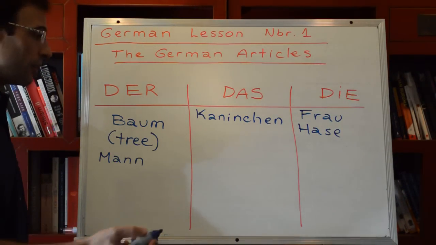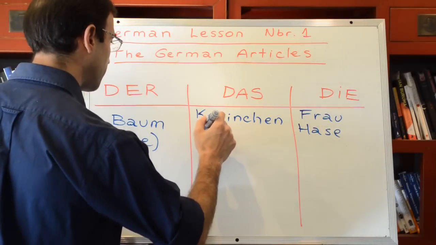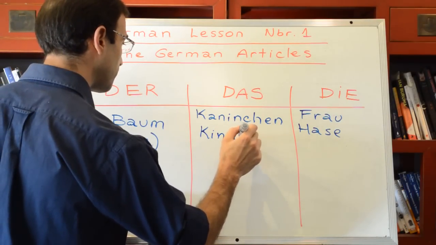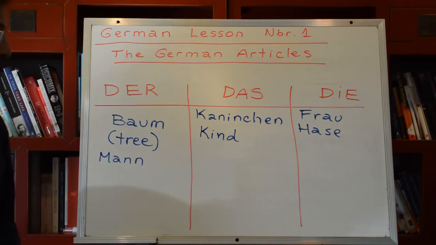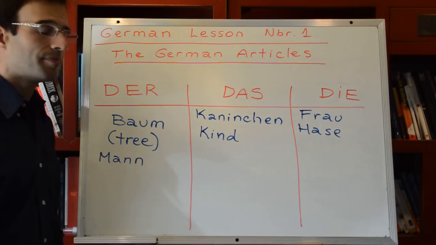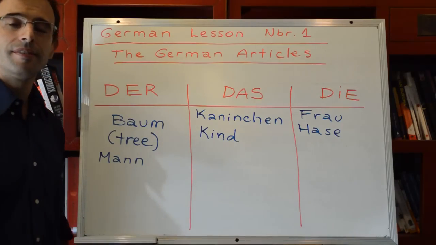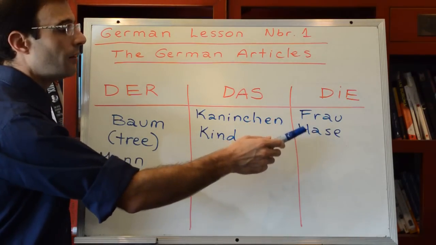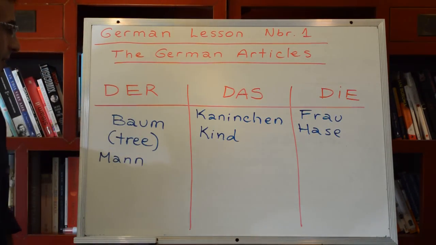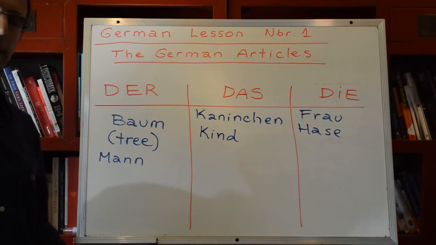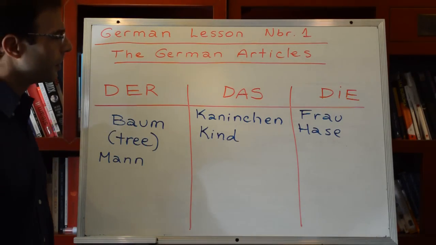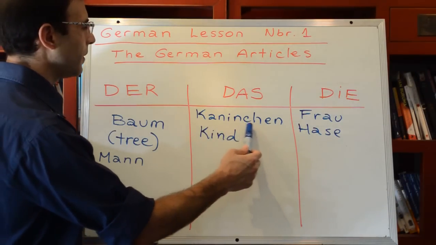Okay, this one is pretty straightforward. Das Kind. Right? Das Kind is the child. Okay? Das Kaninchen, das Kind, die Frau, die Hase, der Baum, der Mann. Okay, now you may be wondering, how do you pronounce this?